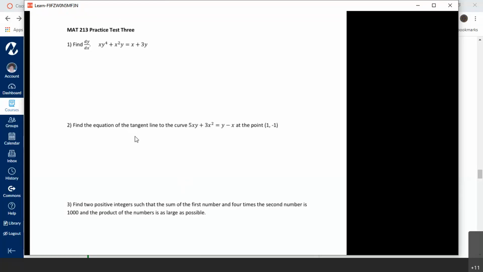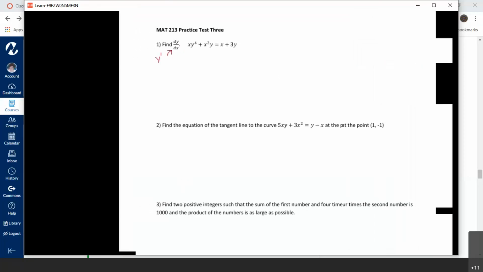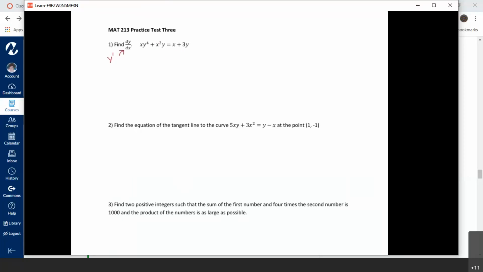So this first problem is asking you for the derivative. Remember, dy/dx is like asking for y prime. The only problem is this equation is very difficult to solve for y because I've got y's everywhere, and one of them is raised to the 4th power, so I'd need to take a 4th root in order to solve for y. So in other words, what I need to do is differentiate implicitly.